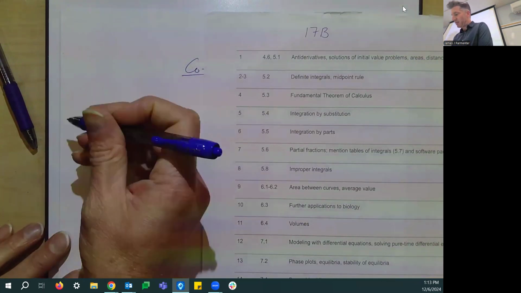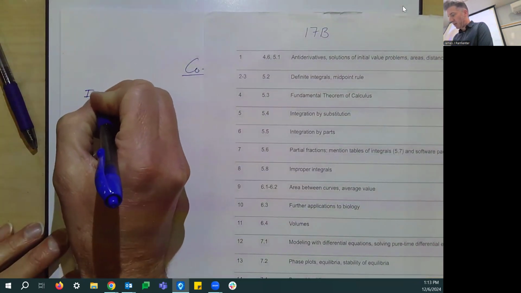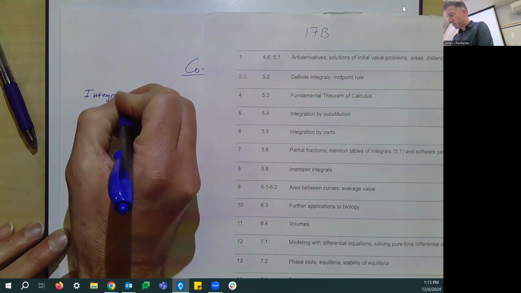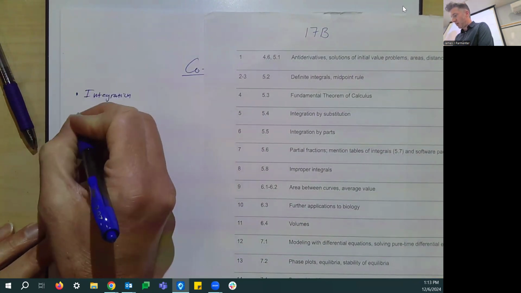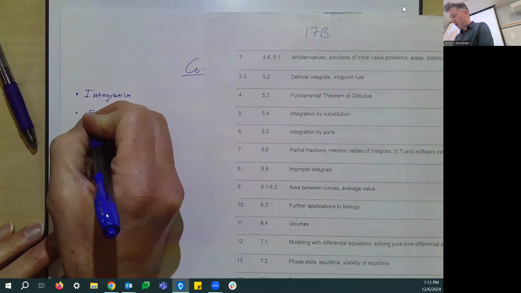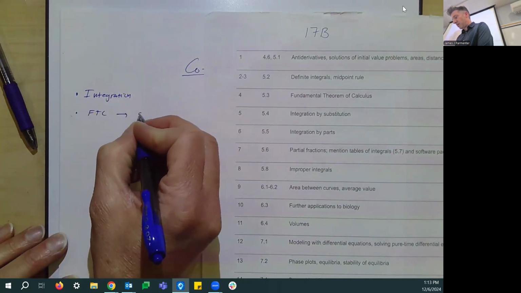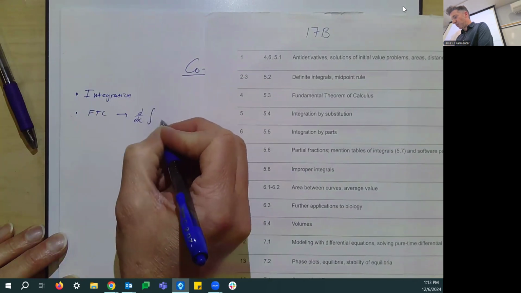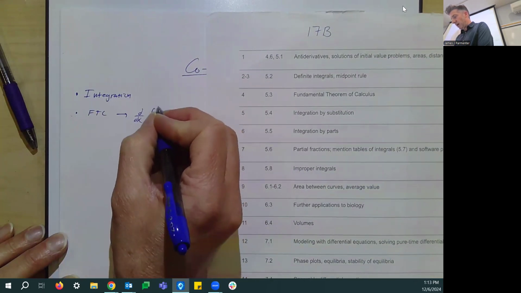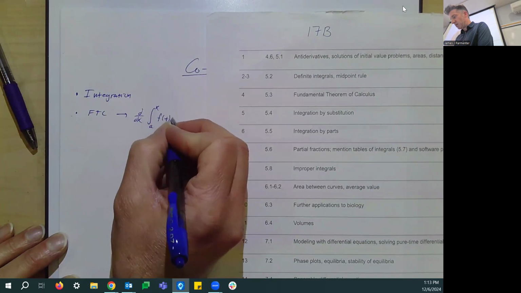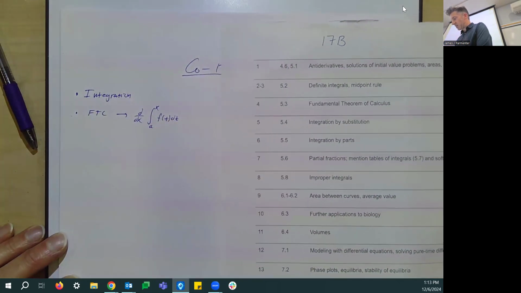We have essentially integration, which is a big deal. The fundamental theorem of calculus also goes along with that. The thing I would remind you about this is that the derivative of the integral from a to x of f of t is equal to f of x.